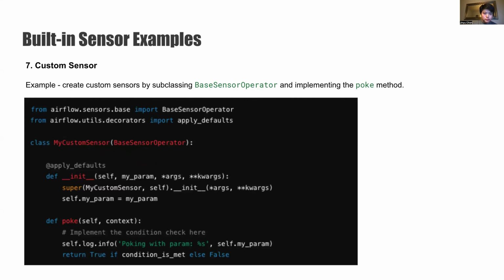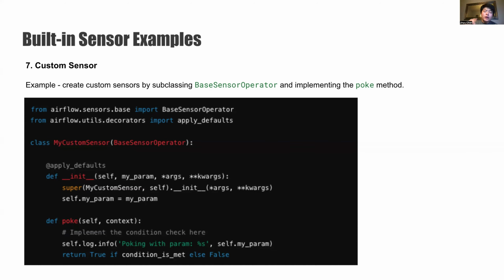The last one is the custom sensor. In this example, we are going to create a custom sensor by subclassing the BaseSensorOperator and implementing the poke method. If we are working with our custom sensors, we need to override the poke method here. Okay, so this is just an example. I will talk about this one in detail in my next video.